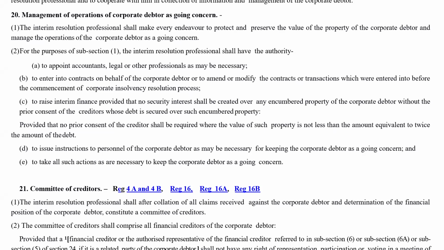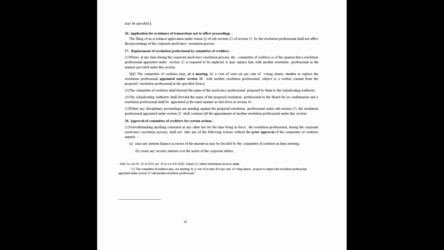To issue instructions to personnel of the corporate debtor as may be necessary for keeping the corporate debtor as a going concern, and to take all such actions as are necessary to keep the corporate debtor as a going concern. So the idea is basically to keep it as a going concern, right? Now let us see some of the provisions regarding custody and control before we move to section 21. We'll move to section 21 in next class, but let us see some of the provisions regarding custody and control, because recently also there has been a change.